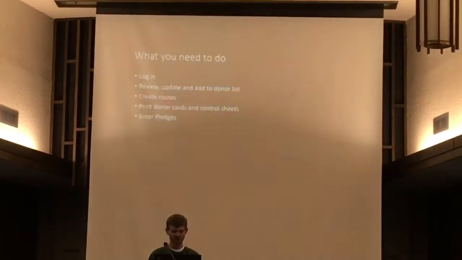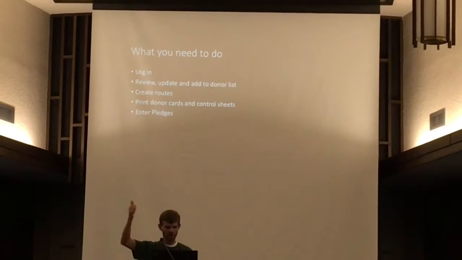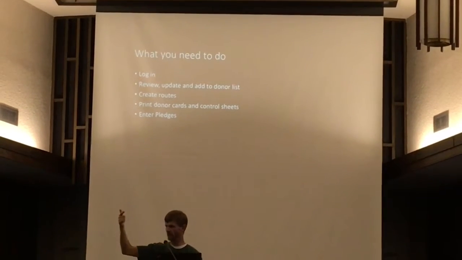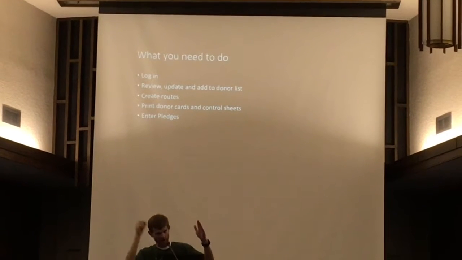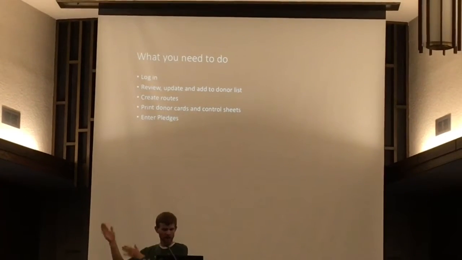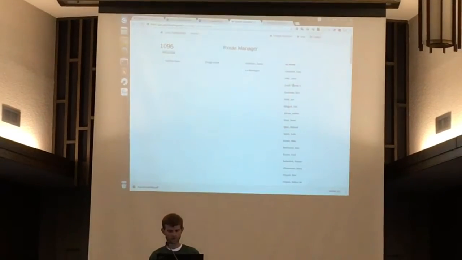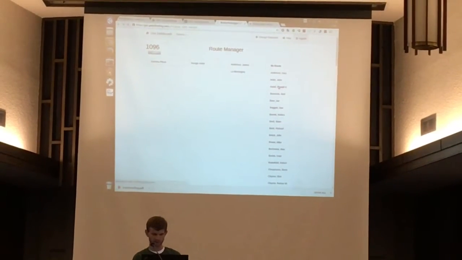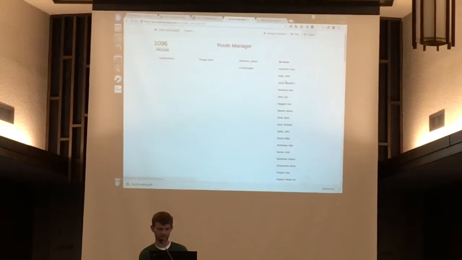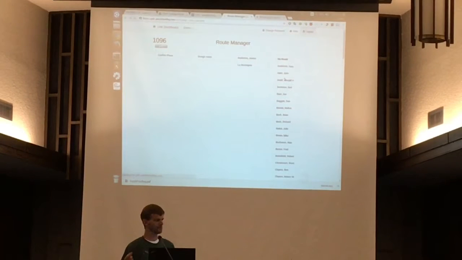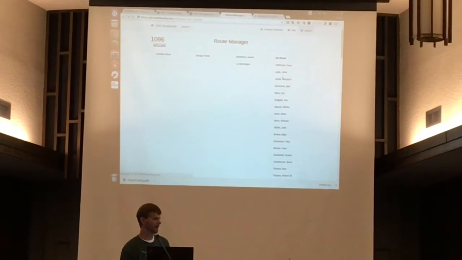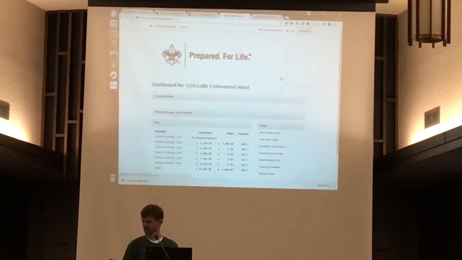So again, coming back to this, log in, review and update the donor list. Once we've got the donor list, we can create the routes, drag these donors into the different routes so they're there. Now we can print the donor cards. So let me go back here. The donor cards is what you're going to have people go out on their routes with that allows people to actually contribute.